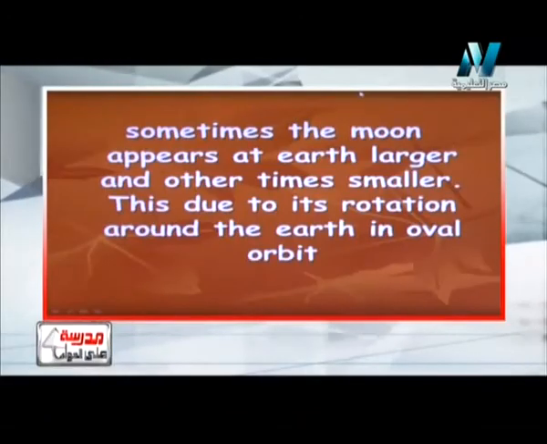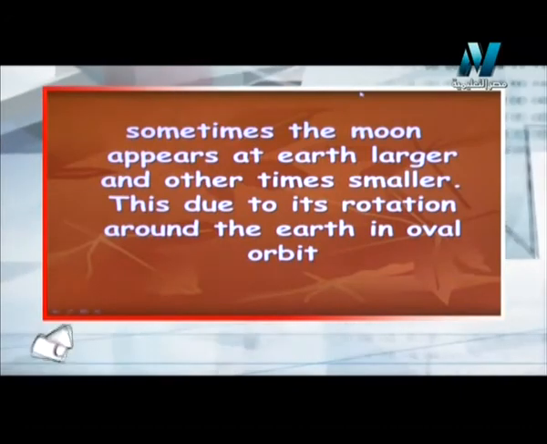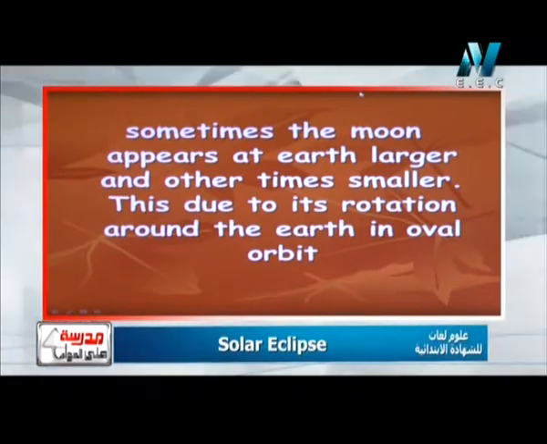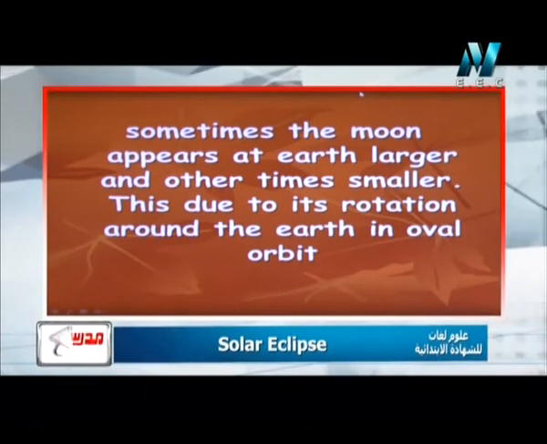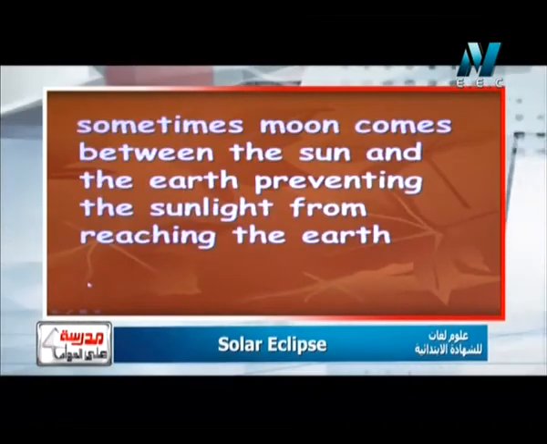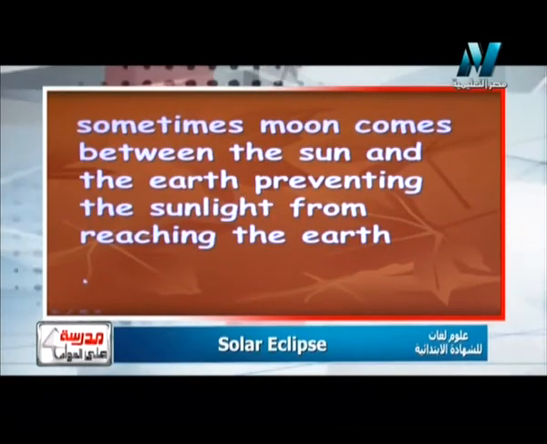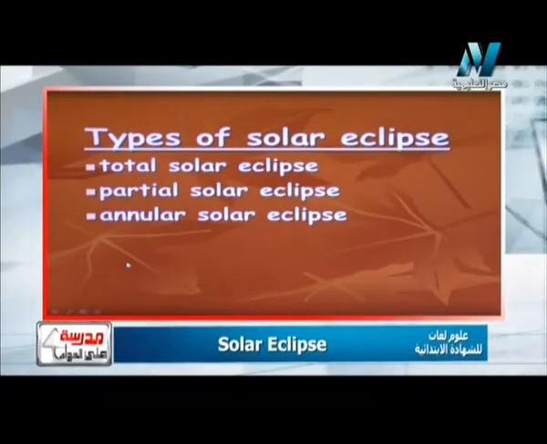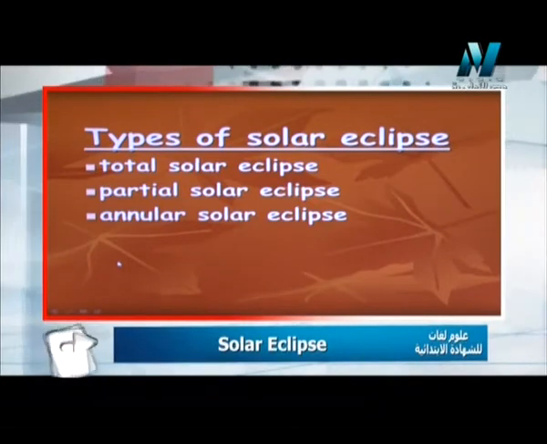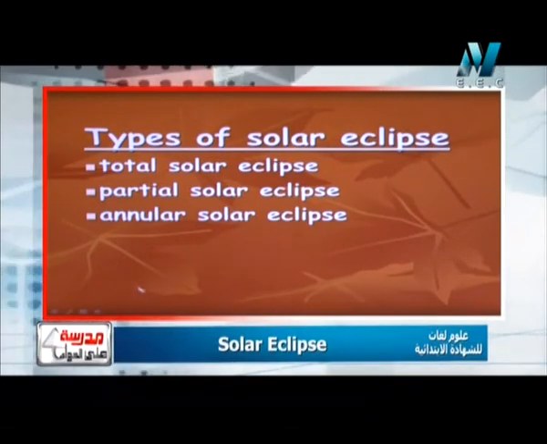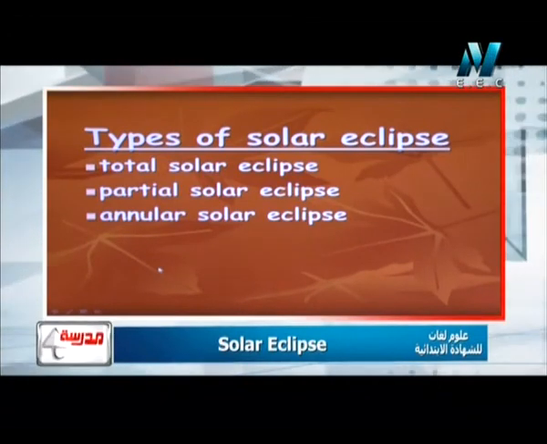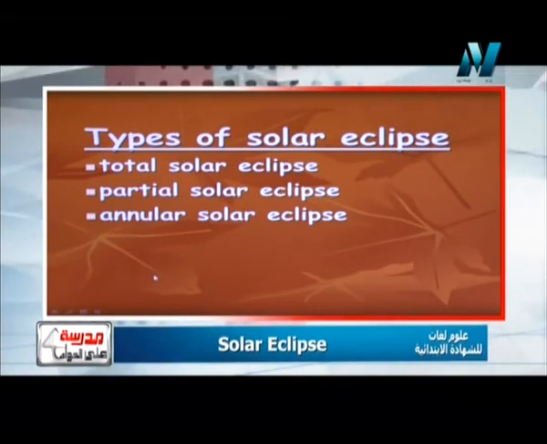Okay, so now let's return to our lesson about solar eclipse and its types. We have studied that sometimes the moon comes nearer to the earth and makes an area of antumbra. So the moon appears from the earth larger at some times and smaller at other times. This is due to its rotation around the earth in an oval orbit. Sometimes the moon comes between the sun and the earth, preventing sunlight from reaching the earth. The types of eclipses we have studied today are total solar eclipse, partial solar eclipse, and at last annular solar eclipse. Again, total, partial, annular.